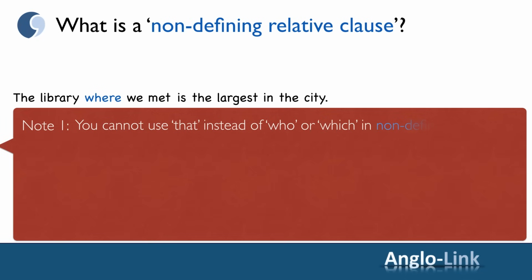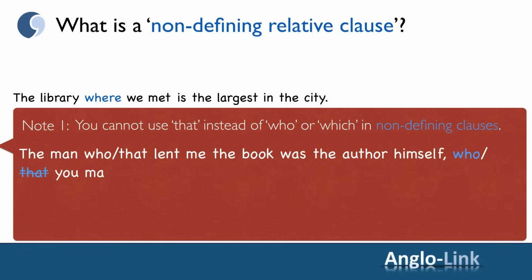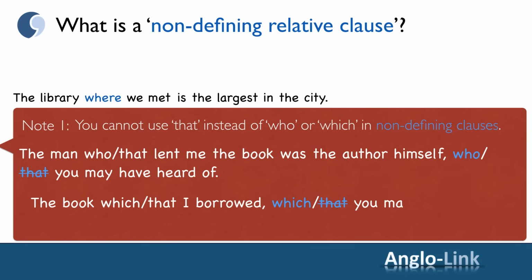Note that you cannot use that instead of who or which in non-defining clauses. For example, the man who or that lent me the book was the author himself, who you may have heard of. You cannot use that instead of who in the final clause. Or, the book which or that I borrowed, which you may have read, is entitled Peace. You must not use that in the non-defining clause.